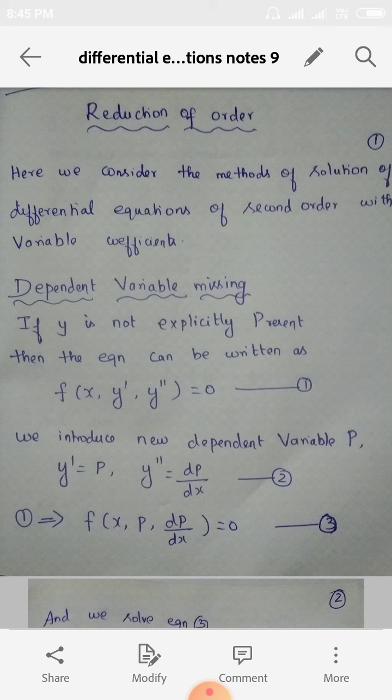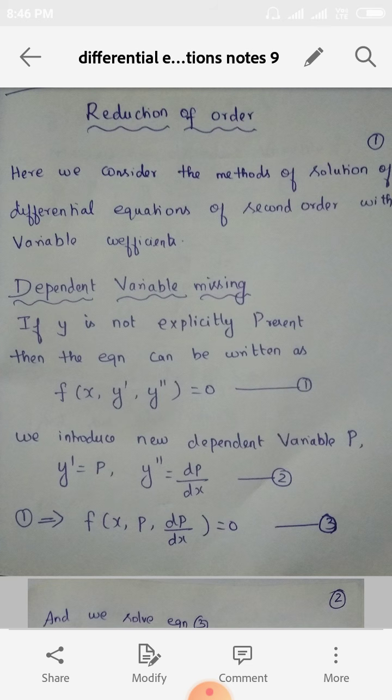Dear students, today we are going to see the next method, reduction of order. Here we consider the methods of solution of differential equations of second order with variable coefficients. For the last method, we saw the first order differential equations only. But in this method, we are going to see the second order differential equation.